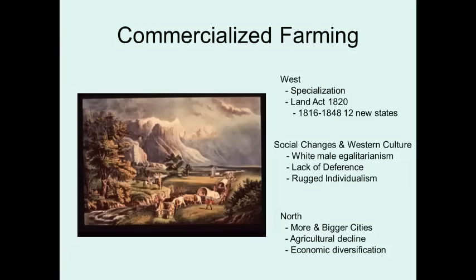And this migration is huge. From 1816 to 1848, we're going to have 12 new states join the nation. That's a lot of new territory, a lot of new states being added. Now, when Missouri tries to join the Union in 1821, it's going to bring the issue of slavery into the national spotlight. And we'll talk more about Missouri in a second.